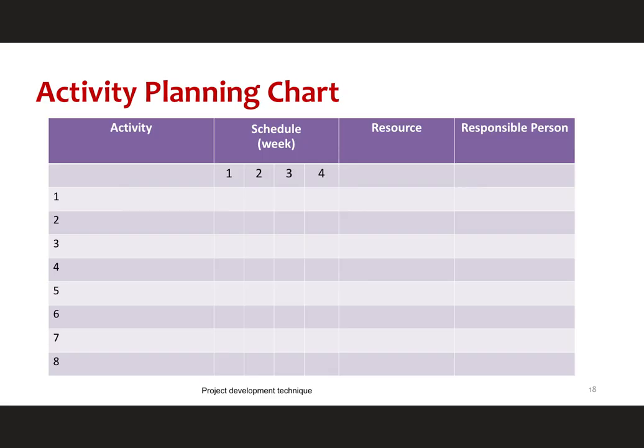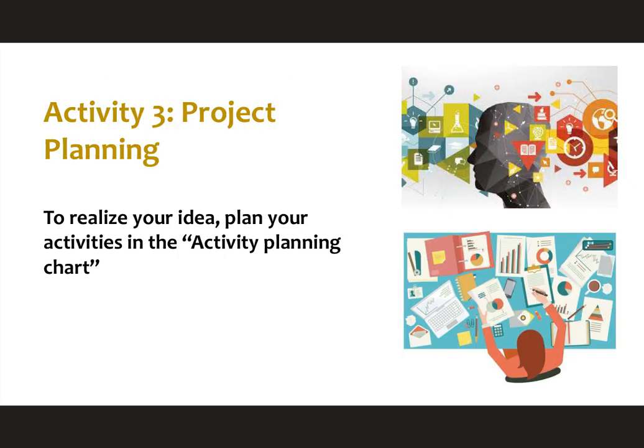Do not forget to put in the weekly schedule which week you want to do each activity. Make a tick sign on that week, and list the resources that you need. What are the things that you need to obtain in order to do each activity, and who is the responsible person? So in the last activity today, I'd like your group to realize your idea by planning your activities in the activity planning chart. If you cannot finish it this week, that is okay, but if you can, then it's great.